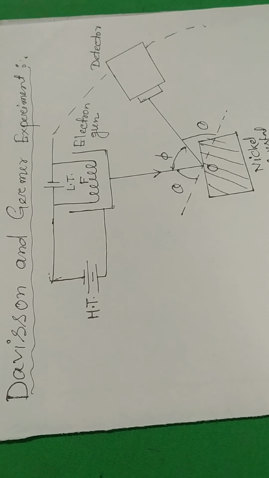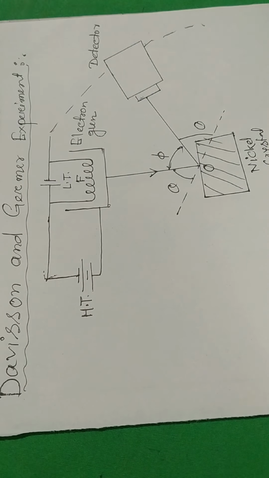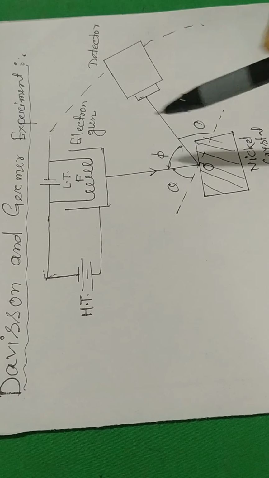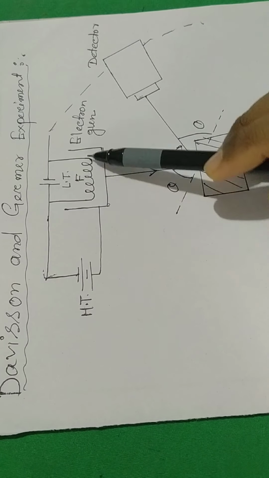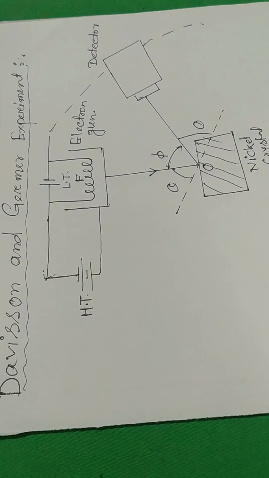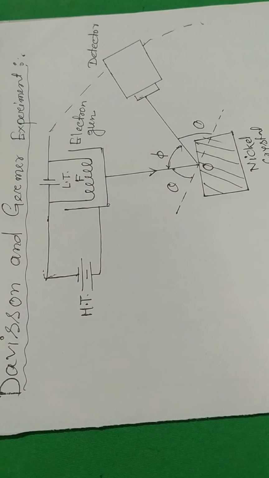The experimental setup used by them is shown in the figure. This is the experimental setup used in the Davisson and Germer experiment. The important parts of the setup are: number one, the electron gun. It consists of a tungsten filament F with a barium oxide coating.